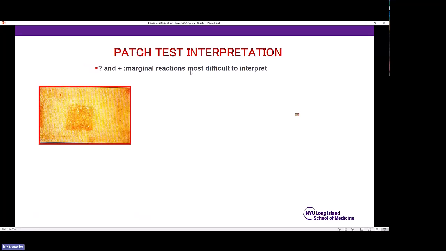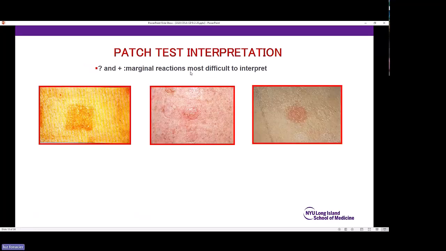Patch test interpretation. The most difficult to interpret is your marginal reaction. Marginal reactions are +1, plus minus. These are palpable. You can feel it. They're just not erythema. Erythema is not considered positive. So it may be allergic if at 48 hours you have this, and then at 72 to 96 hours, you can have an increasing reaction. That's the importance of your third reading at 72 to 96 hours. You have acceleration and deceleration of your patch test read.